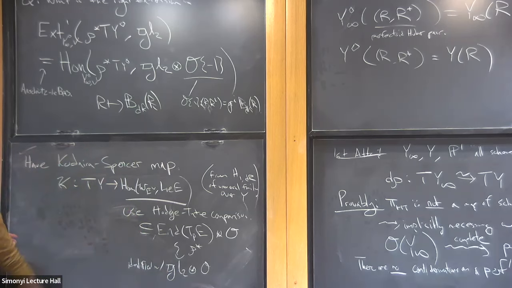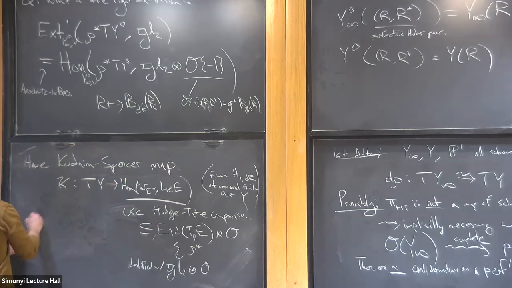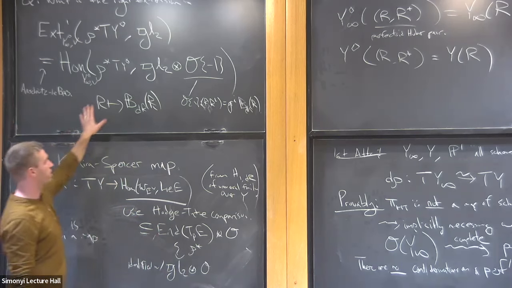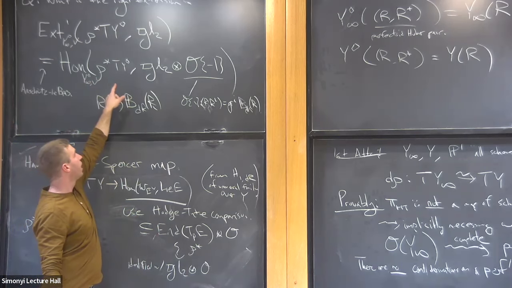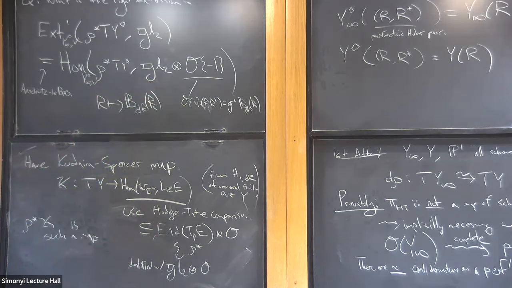So I'm not spelling this out for a reason. But the point is, if I look at rho star of kappa, it is such a map. So if I pull that Kodaira-Spencer morphism to infinite level, it's a natural way to think of it as being a map now valued in here, just using the Hodge-Tate comparison. If you're bored, this is a good exercise to spell out. And this is the right answer. So this gives you a nice tangent bundle that satisfies lots of good properties.